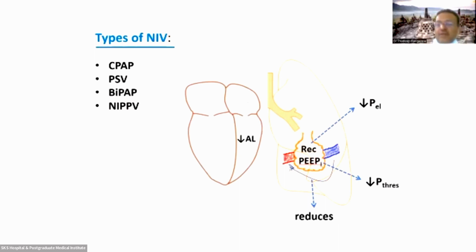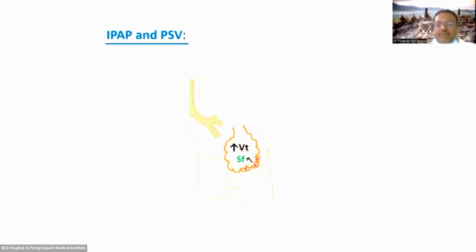Shunt is where your alveoli are not participating in gas exchange. So it reduces the shunt fraction by recruitment, and by providing PEEP, it overcomes the elastic pressure and the threshold pressure and helps in effectively circumventing the shunt issues. So this is how NIV helps in optimizing the ventilation. So what do you understand?